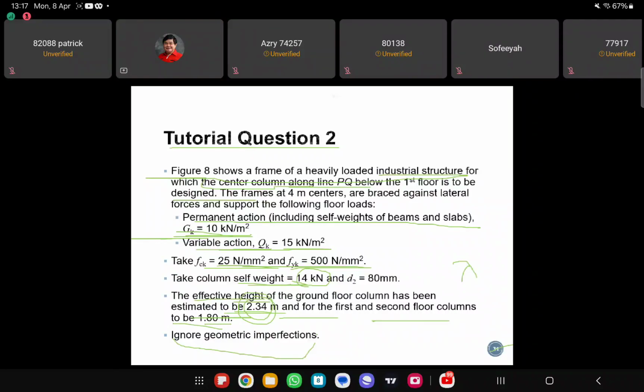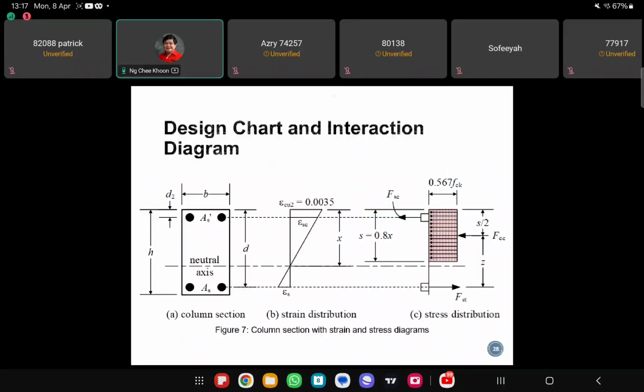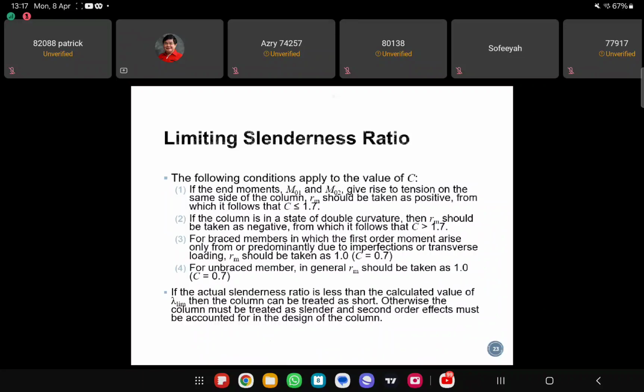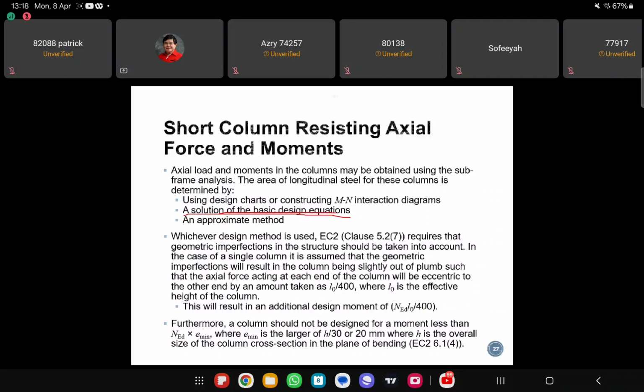So in this example here, we will ignore geometric imperfections. Just now in Eurocode, it says that we must take in imperfection moment. But in this particular example, we said that we ignore imperfection moments, meaning that we don't need to calculate these imperfection moments, right? So we ignore this one.